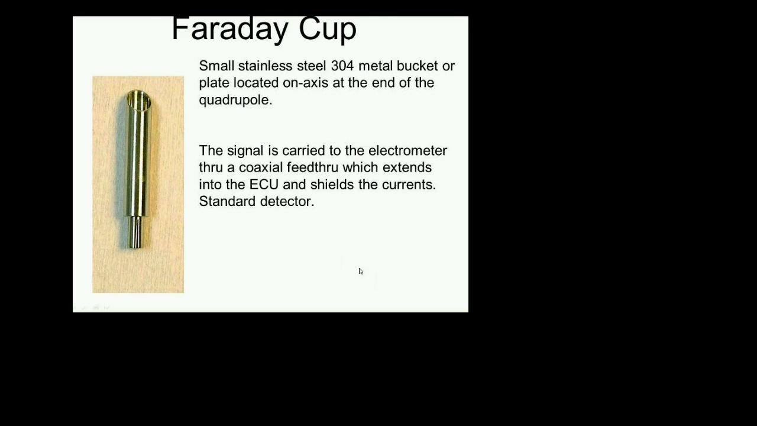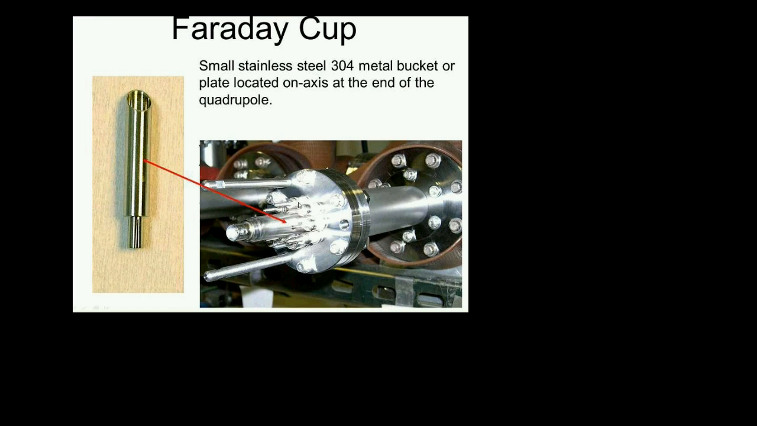Okay? So the Faraday cup is typically a small stainless steel cup, or bucket, or plate that is located on axis. What happens is when an ion comes here, an electron comes in to neutralize it, and an electrometer measures that electron current, which is now proportional to the ion current. In this case, there is a feed-through connection to the electrometer, which then provides the measurement of the signal, and it's right here. So this cup lives right inside that little guy.